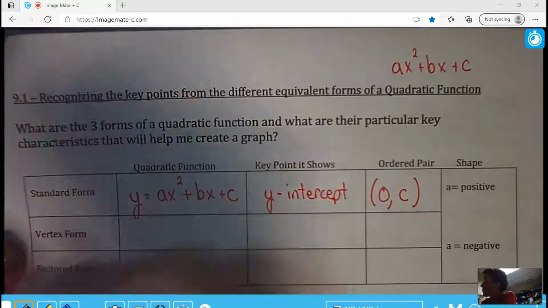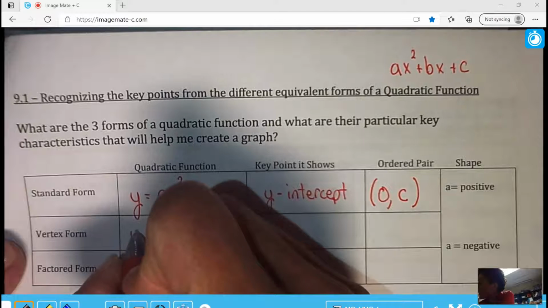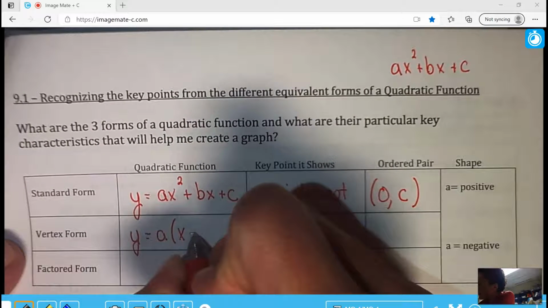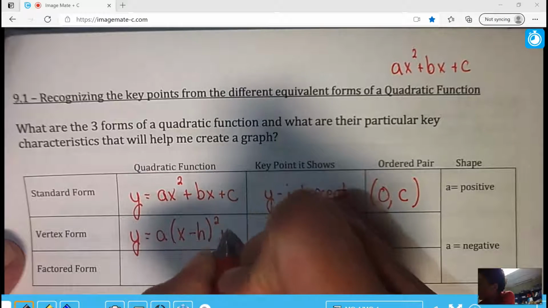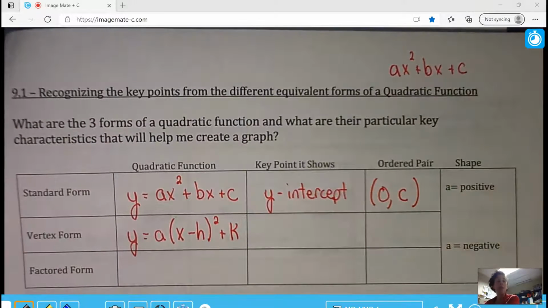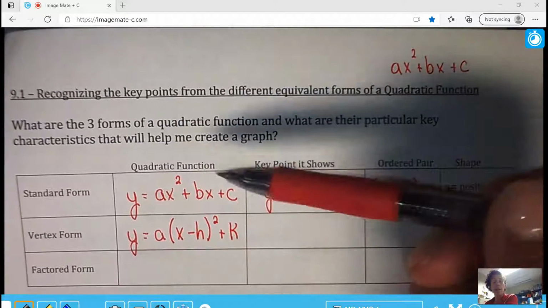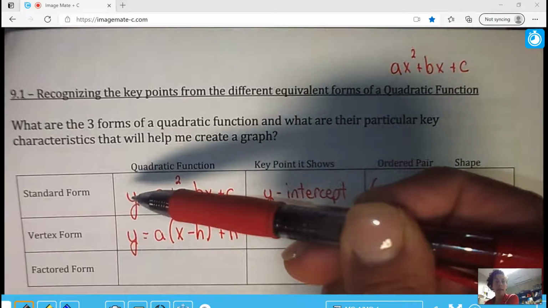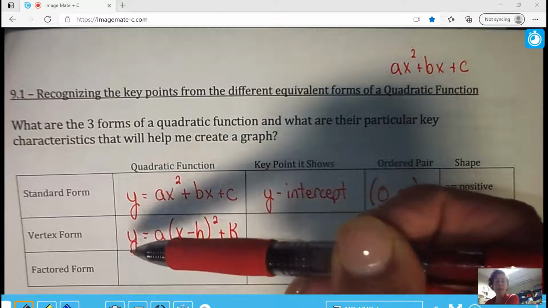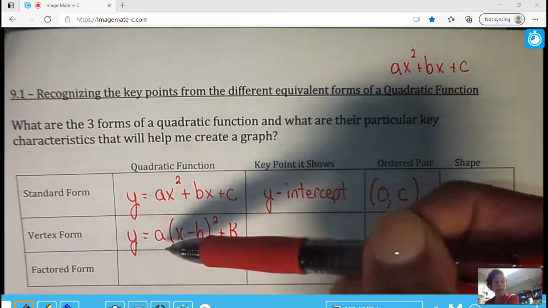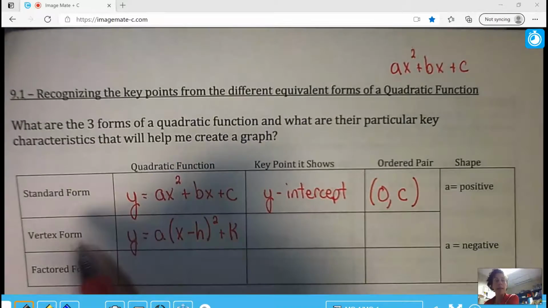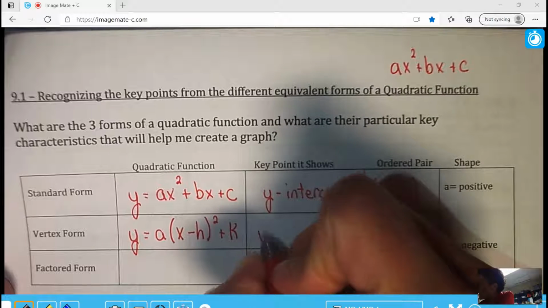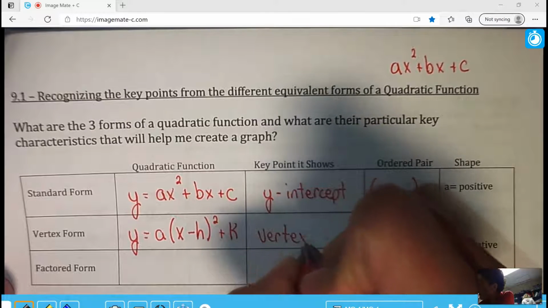The next form is called vertex form. So this one is still a little new for us. It looks like this. Okay. And what I want you to start to notice is that when you start comparing one form to another form, they're all going to have x, and they're all going to have a y, and they're also all going to have an a, and we'll talk about what a does in a little while. But in vertex form, the key point it shows you is the vertex of your shape.